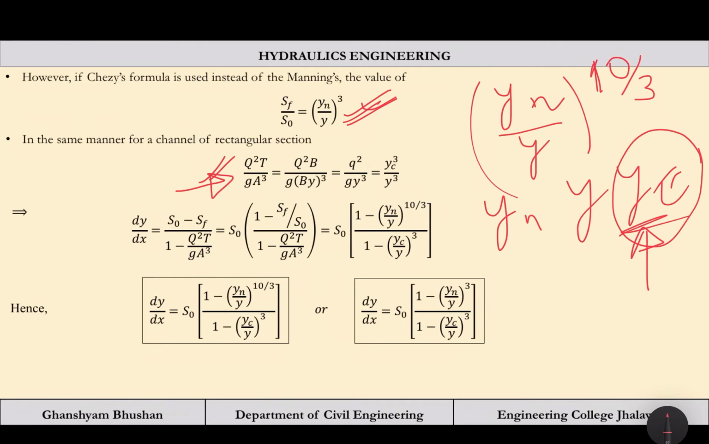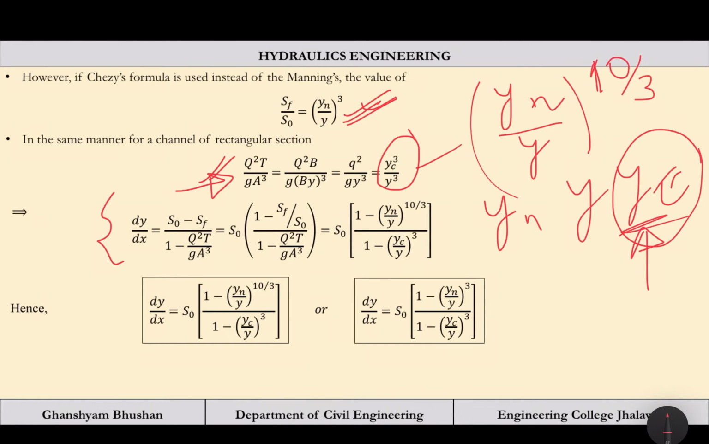So Q squared T by gA cubed is equal to, putting in all the values, what we are getting, yc by y raised to power 3, that means yc by y whole cube. This is also fine. Now this is our main equation, dy by dx. So dy by dx was what? S naught minus Sf divided by 1 minus Q squared T by gA cubed. That is our main equation.